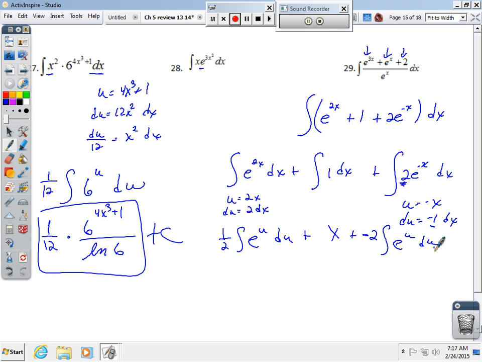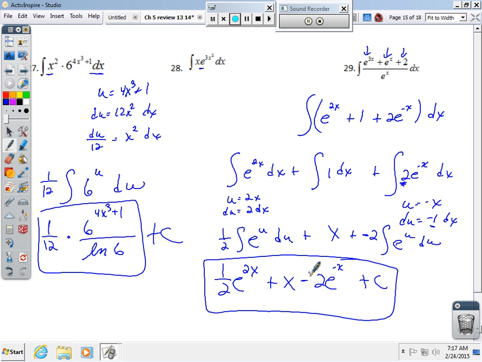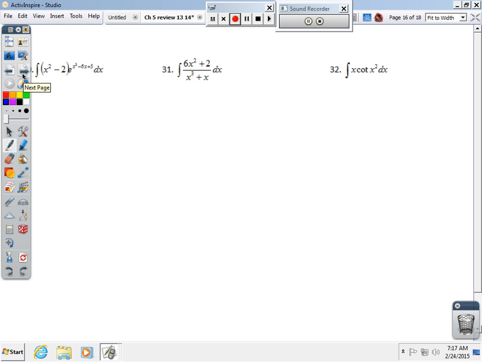And the first and the last one end up being the same thing, so this is going to be a 1/2 e to the u plus x, we already integrated the middle term, and then minus 2e to the u, and then a plus c. And that's that integral. All right, let's keep going here. 30, kind of the same idea over again.